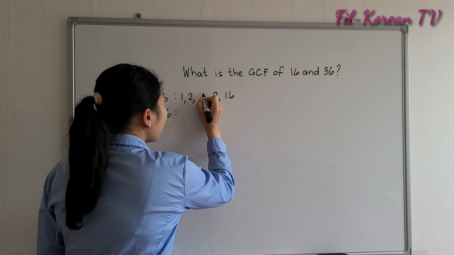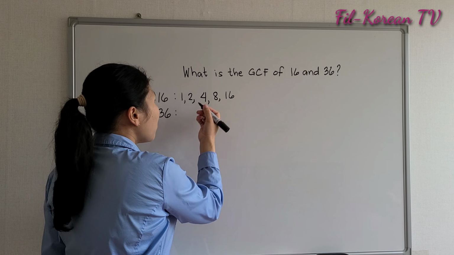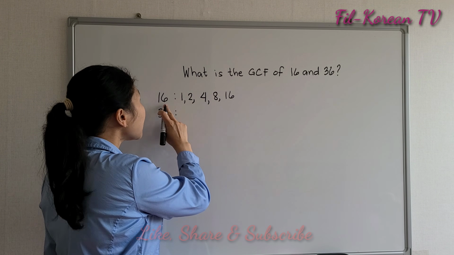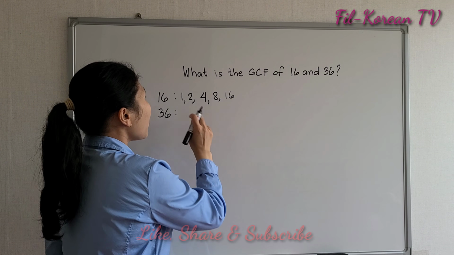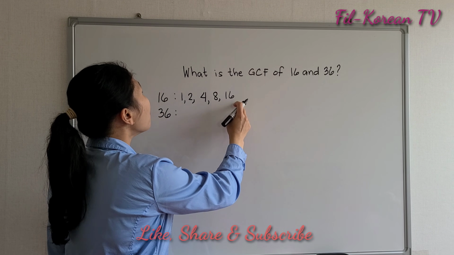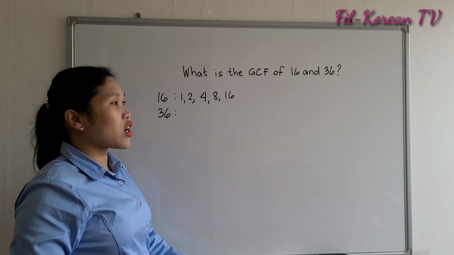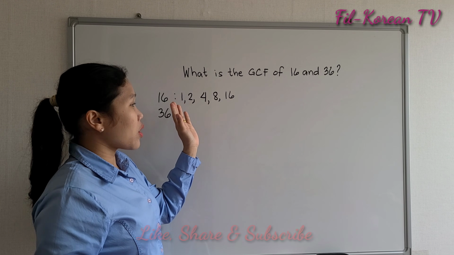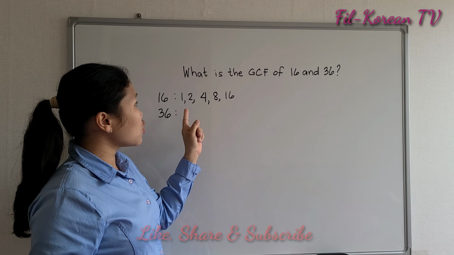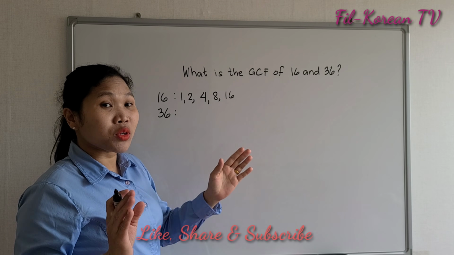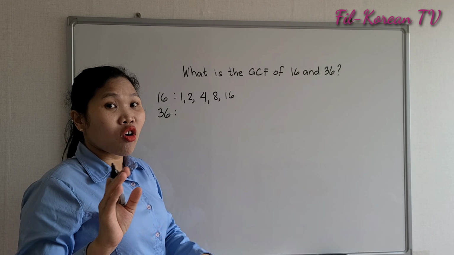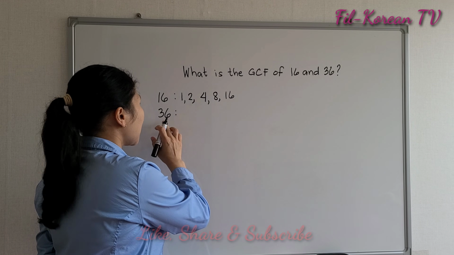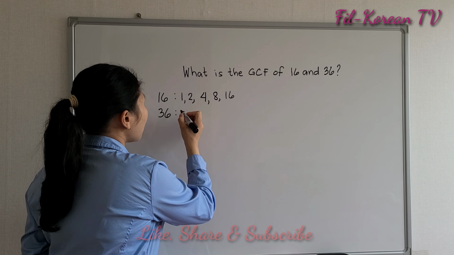And then another number is 4. When we multiply 4 by itself, 4 times 4 equals 16. So these are the factors of 16. All the factors of 16. I arrange it from lowest factor to the highest factor for us to easily see the common factors. Then let's proceed to 36. Let's list all the factors of 36.